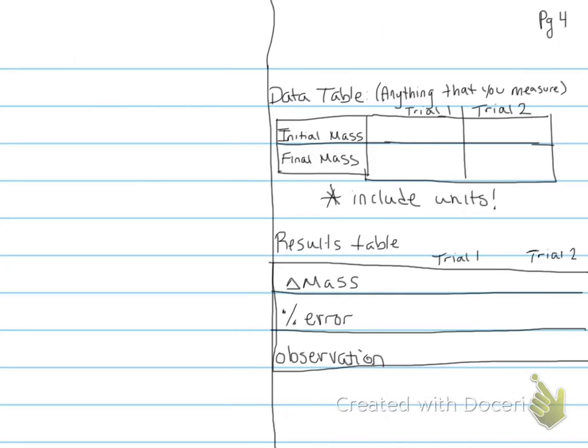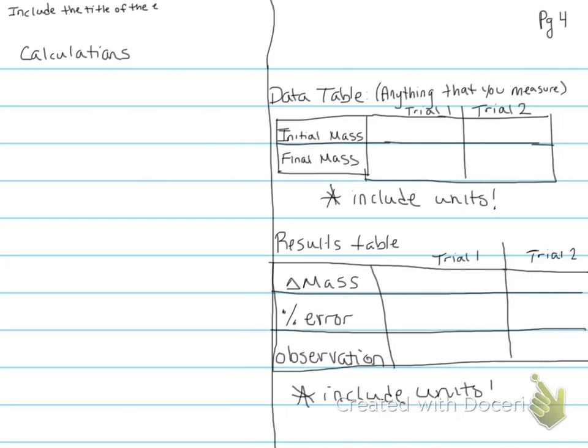So we calculated the change in mass, we calculated the percent error. I'm also just going to include the observations in that. And so also you want to make sure that you include your units in that as well. So with your results table, your results and your data table a lot of times are going to be together, so sometimes we'll split them up and sometimes we won't. But then your results table, any number that shows up in your results table is now something that you've calculated.